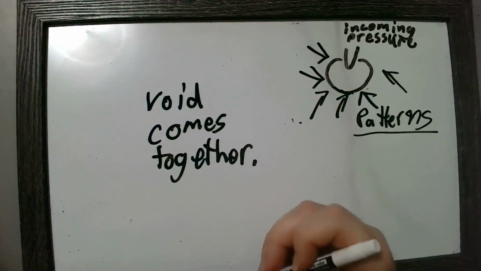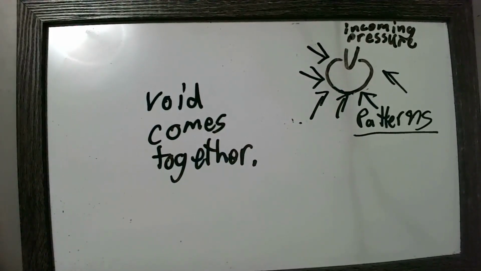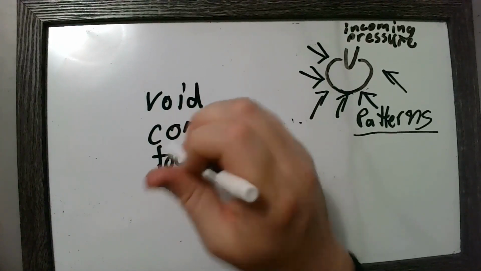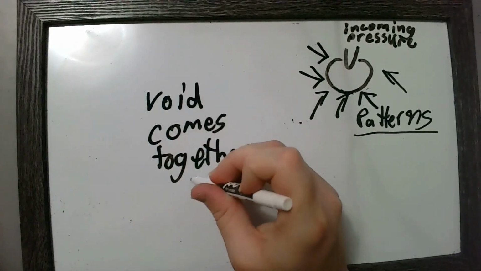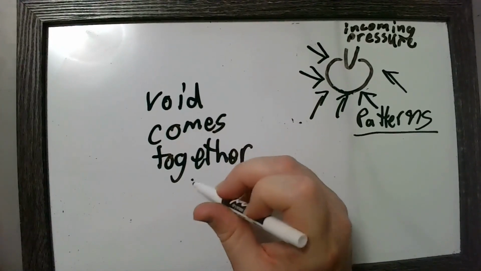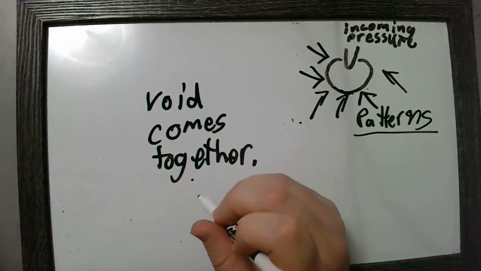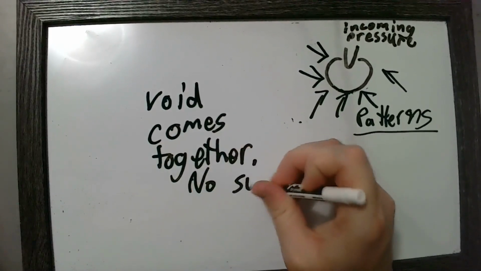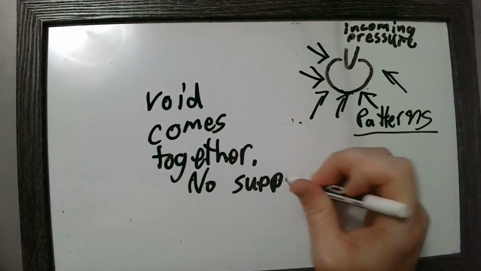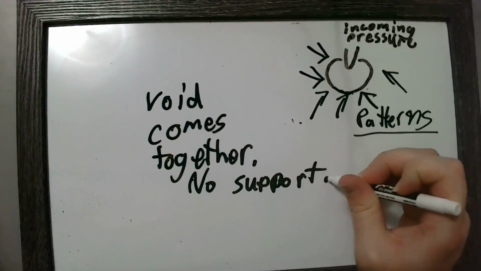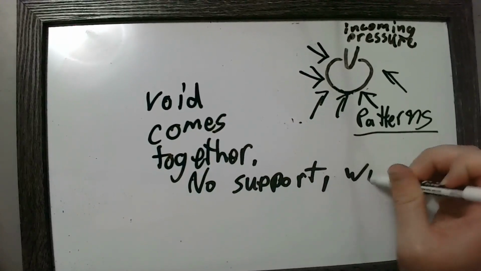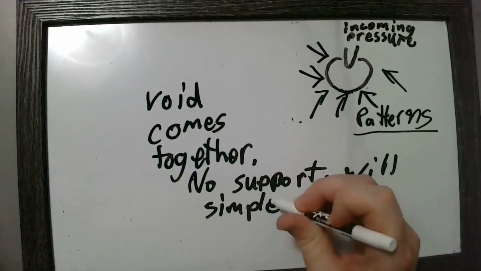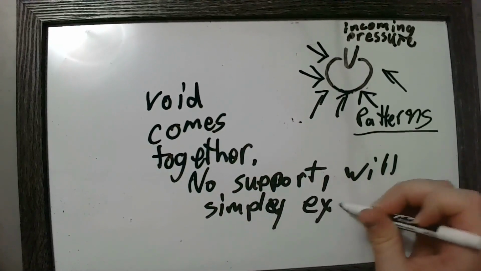and we can see that the pieces of void like to fold, do not like to fold at all, which means that if there's no support, it will simply expand.